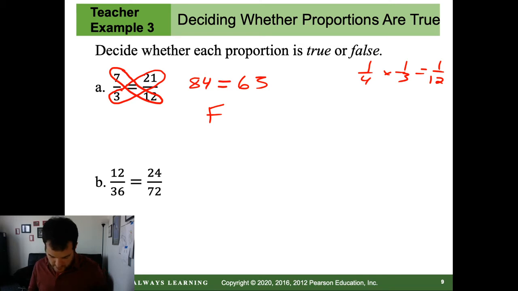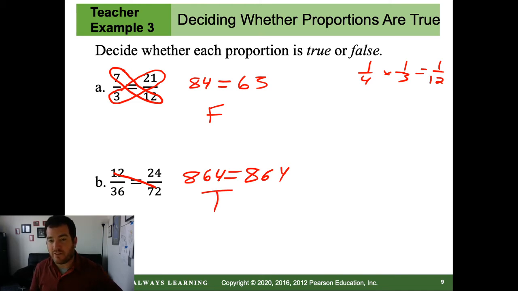I have no clue what 12 times 72 is. I'm going to cheat. So basically I'm multiplying these two, and I get 864. And then I multiply the other two, and I also get 864. So since those are equal, I would say that yes, this is a proportion, and this is a properly set up proportion. So again, cross multiply.